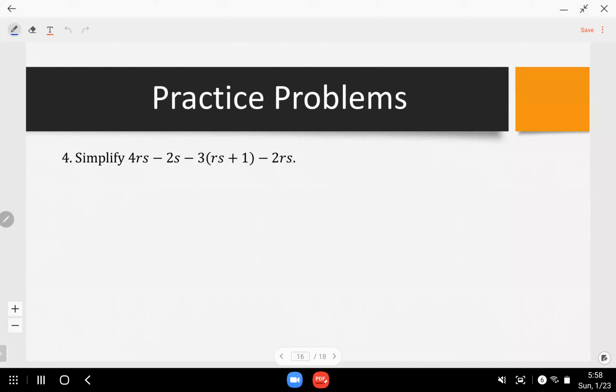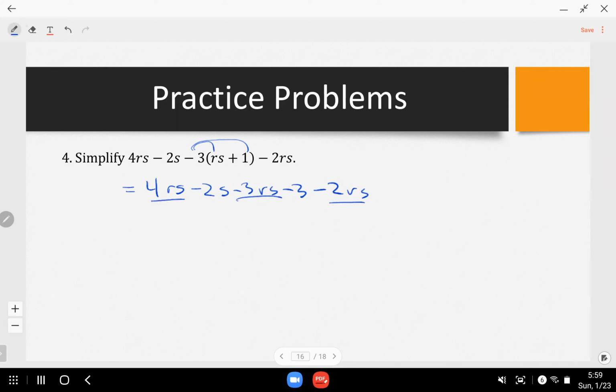This one: 4RS minus 2S minus 3 times the quantity of RS plus 1 minus 2RS. Immediately we can see that by the order of operations, we need to simplify this distributive property here. Make sure you distribute to both terms, and what you get is 4RS minus 2S minus 3RS minus 3 minus 2RS. Then we need to combine like terms.